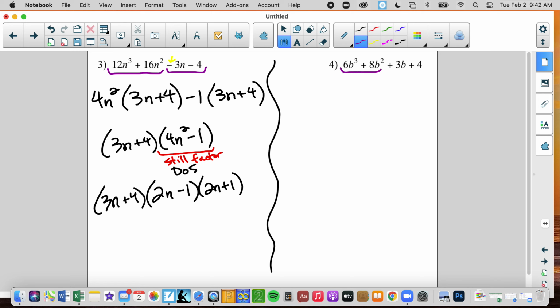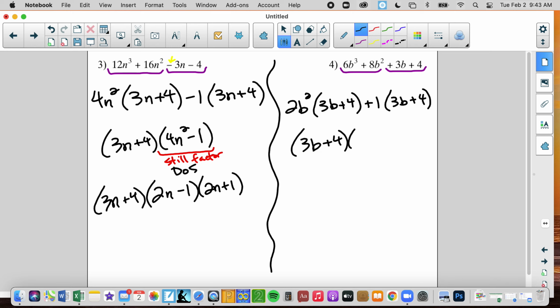So let's take these groups. Let's factor out a 2b squared. That leaves me with 3b plus 4. Let's factor out a 1, and you get 3b plus 4 because nothing goes into 3b and 4 other than 1. So my answer is 3b plus 4, 2b squared plus 1.